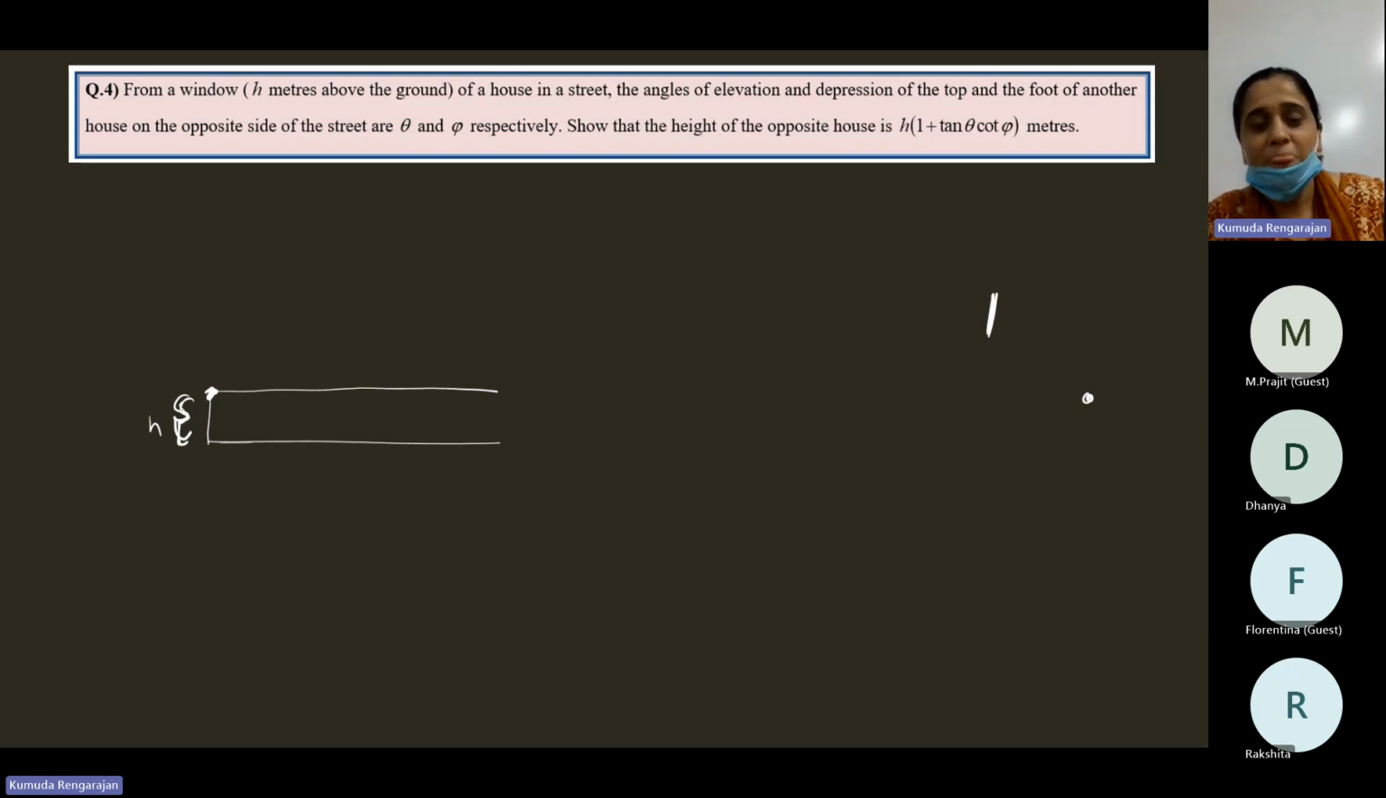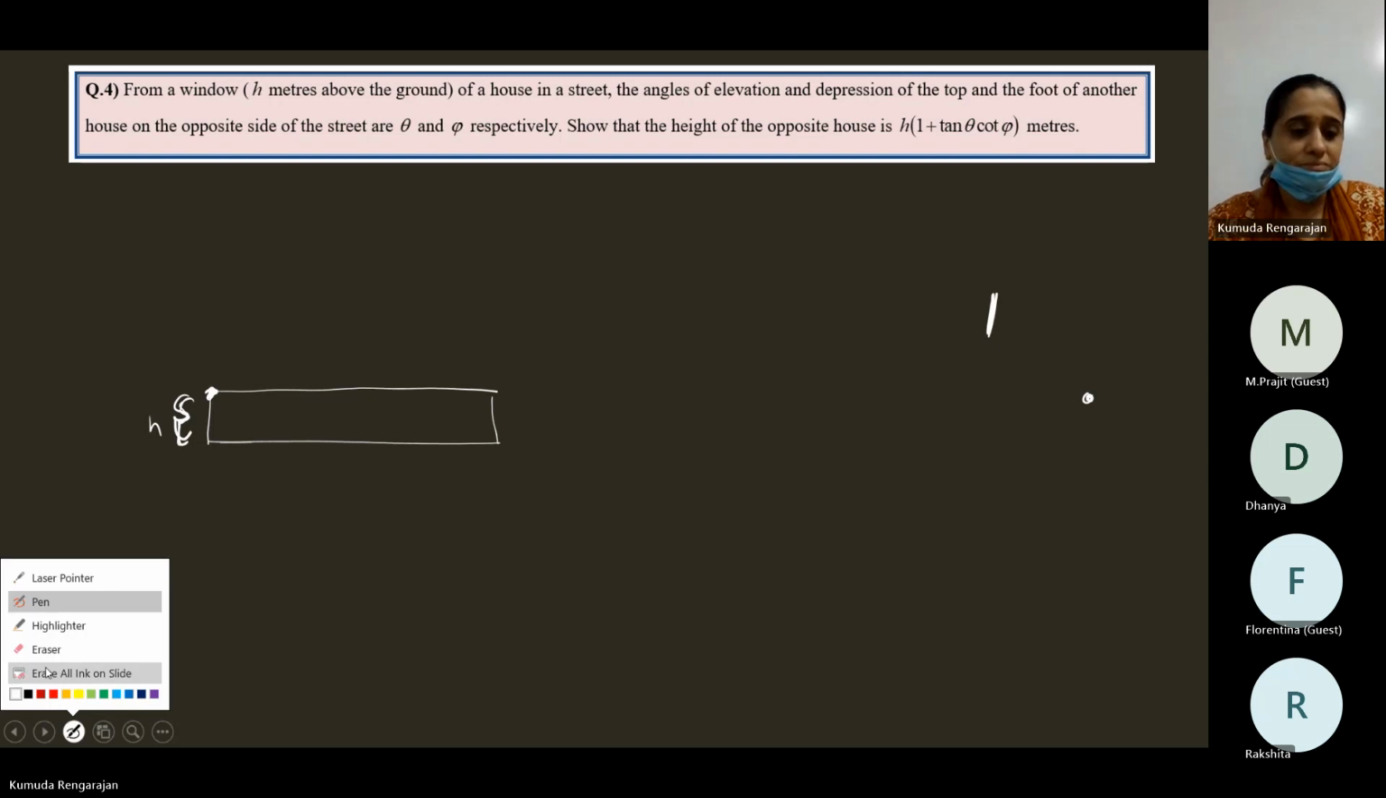So from a window of a house in a street, the angles of elevation and depression of the top and the foot of another house. So some sneaky peeky neighbor from her window, she's looking at some other houses, whatever. So the angles of elevation and depression of the top and the foot of another house on the opposite side of the street are theta and phi respectively. Okay, so this is the house on the opposite side of the street.